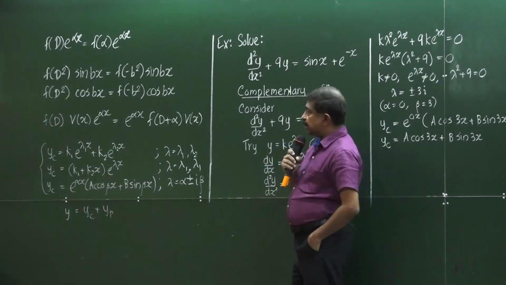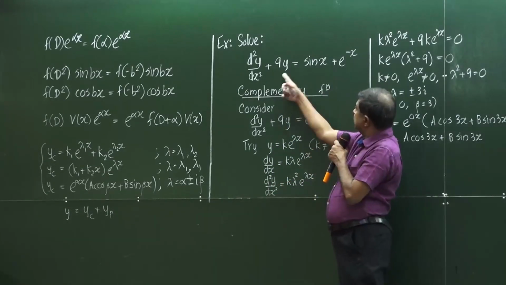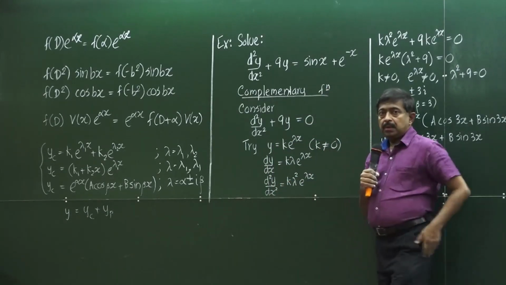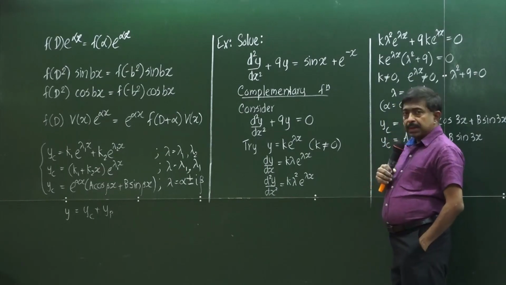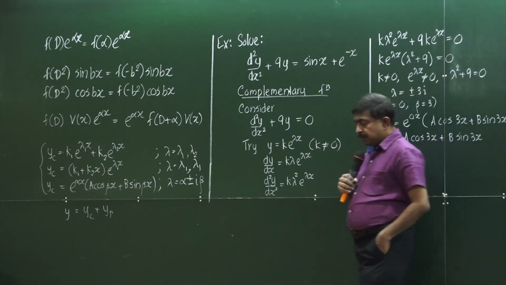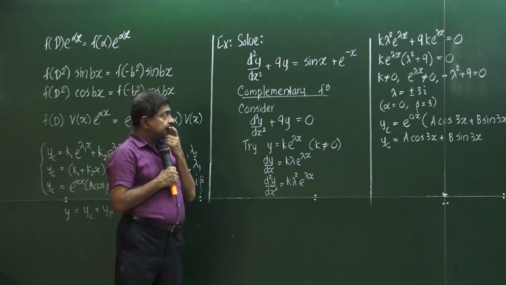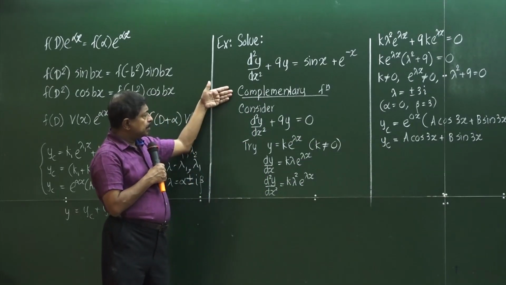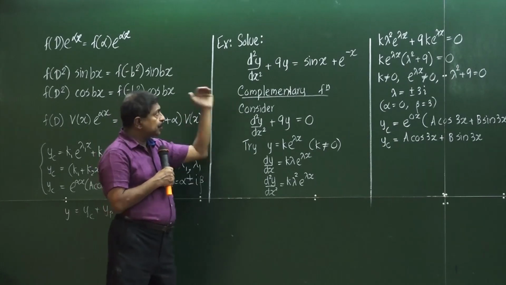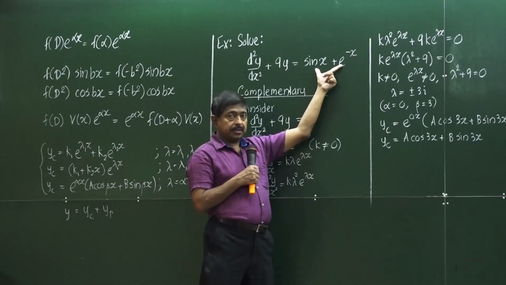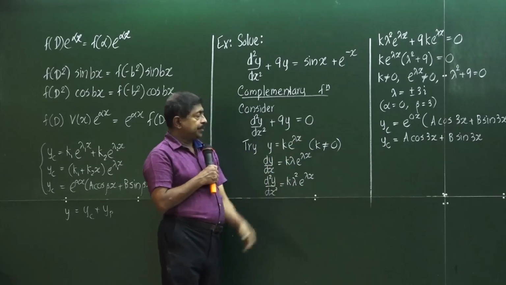We'll go through some examples. Consider this differential equation. There are two parts to the solution. One is the complementary function, the other is the particular integral. To find the complementary function that completes the solution, you ignore this part. So this is called the homogeneous equation.